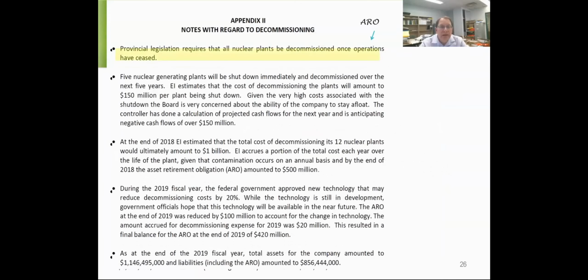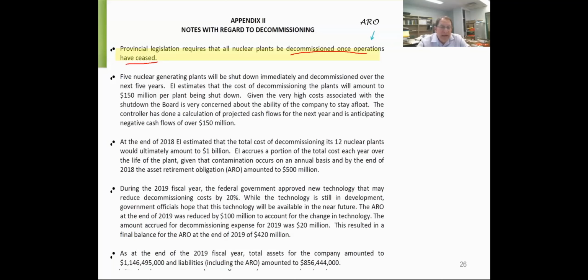We had it in the required, but I want to show you in the appendix. They tell me that legislation says nuclear plants must be decommissioned once operations have ceased. That is telling you we are closing down the operation. That is an asset retirement obligation, when you are ceasing something totally.